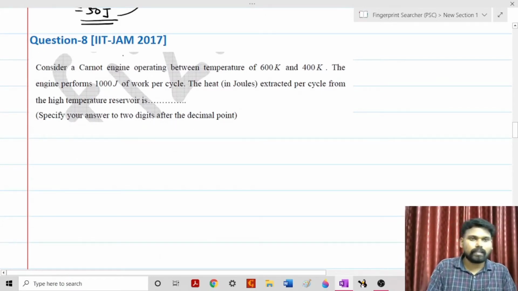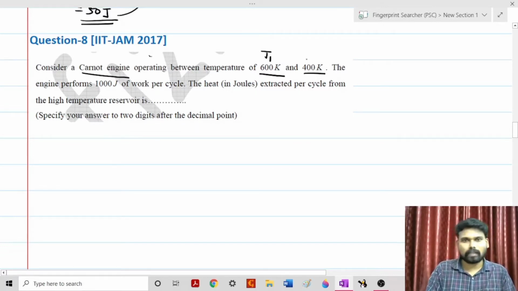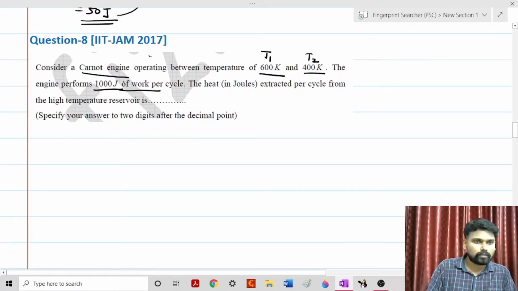Now going to question number 8, this is an IIT JAM question which was asked in 2017. Here there is a Carnot engine. Consider a Carnot engine operating between two temperatures. Here the high temperature has to be taken as the source temperature and the low temperature as the sink temperature. Everywhere it is like that. And the engine performs work of 1000 joule per cycle.